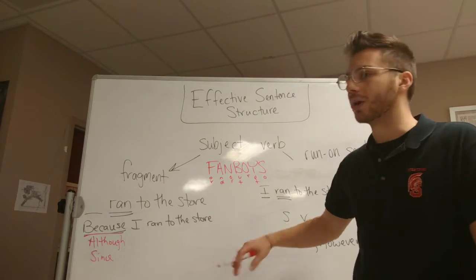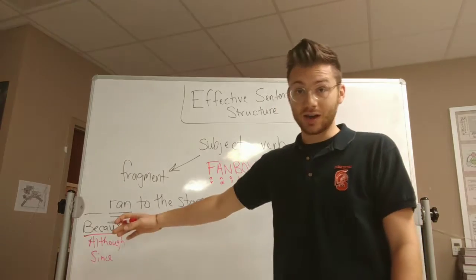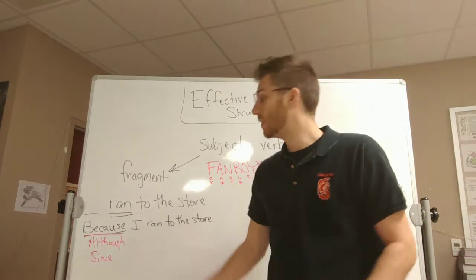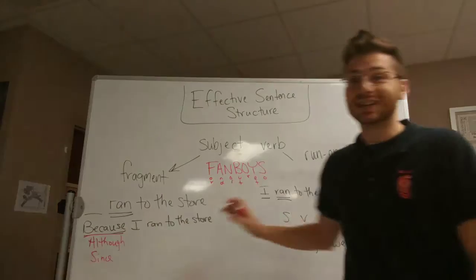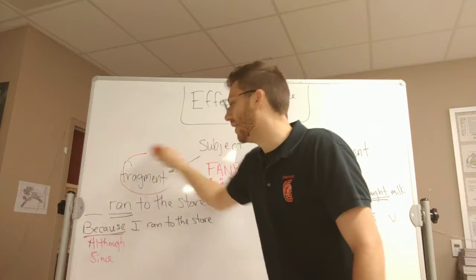"Because I ran to the store" is not a complete sentence because it has because. If it was just "I ran to the store," that's a complete sentence. But this conjunction doesn't connect to anything, and if it doesn't connect to anything, it's a fragment.